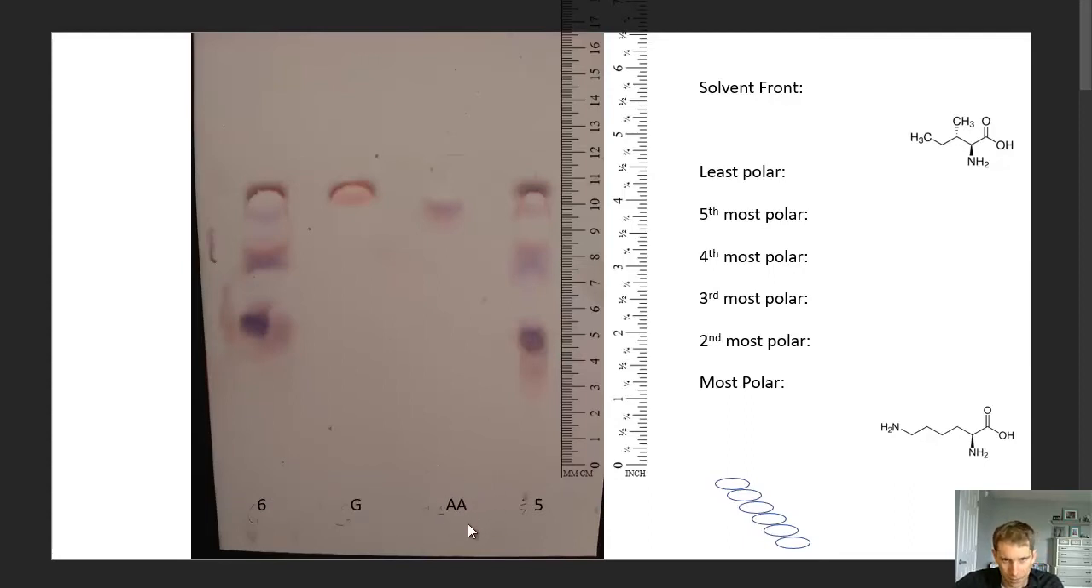So starting from top to bottom, clearly our 2 unknowns look like they've traveled pretty far up the plate. Those are the least polar amino acids that we have. And specifically, the least polar amino acid we have for sure is isoleucine. The 5th most polar or 2nd least polar is our phenylalanine.